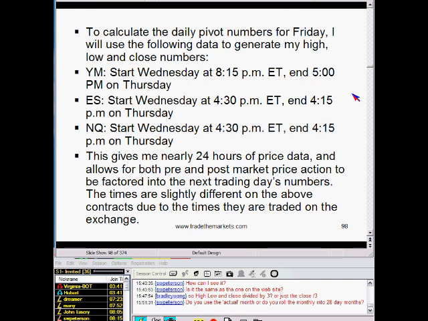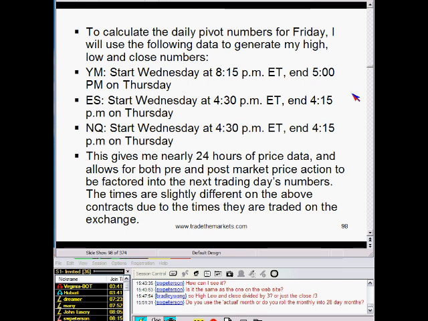Question by Sarah: do you use the actual month, or do you roll the monthly into 28-day months? I use the actual month. So right now for August, my monthly pivots are the high-low-close of July. So I don't use a rolling 28 days. I actually use the last physical month.